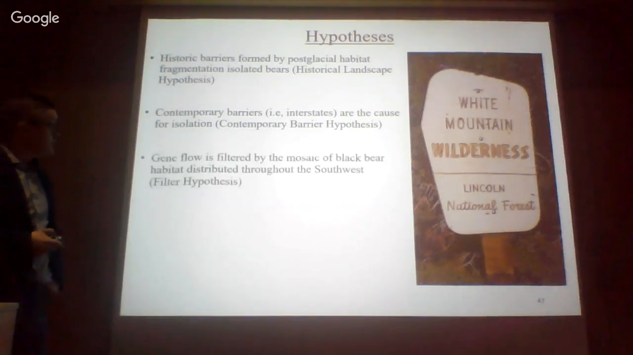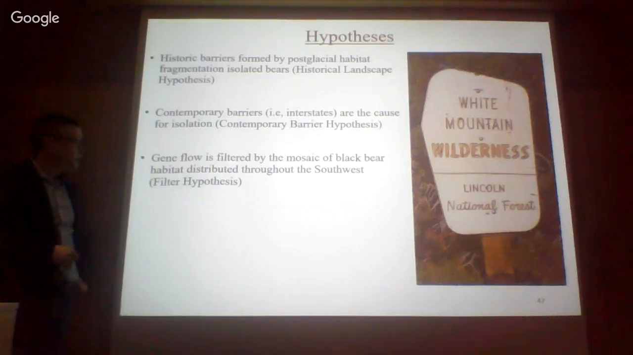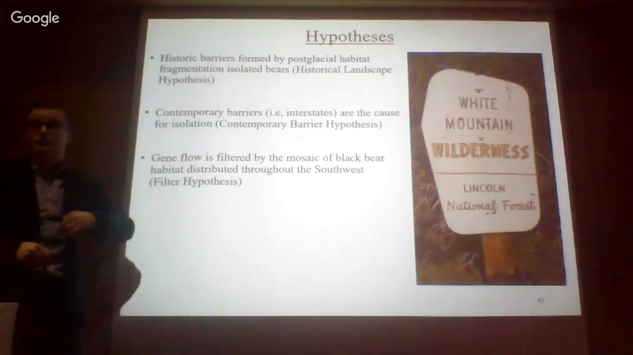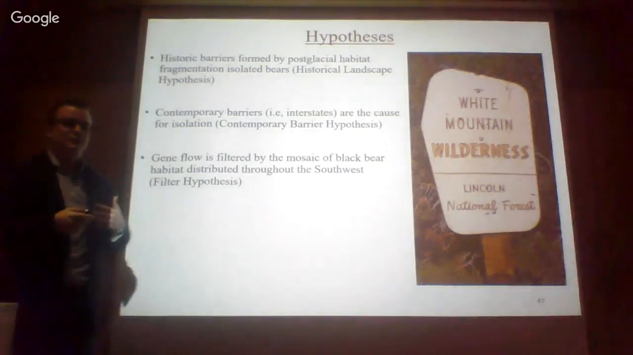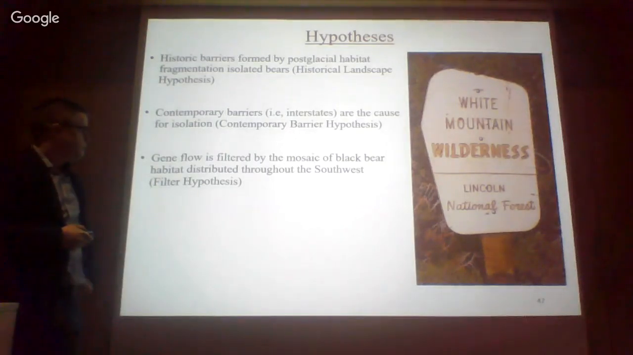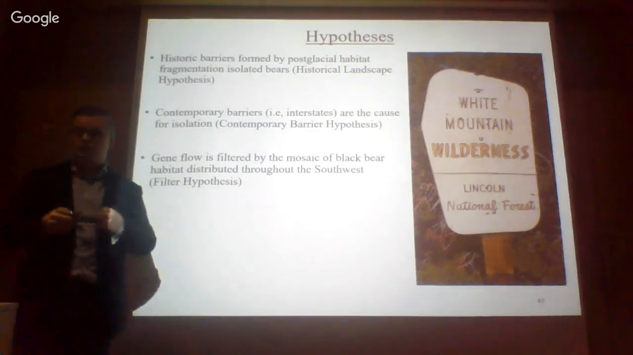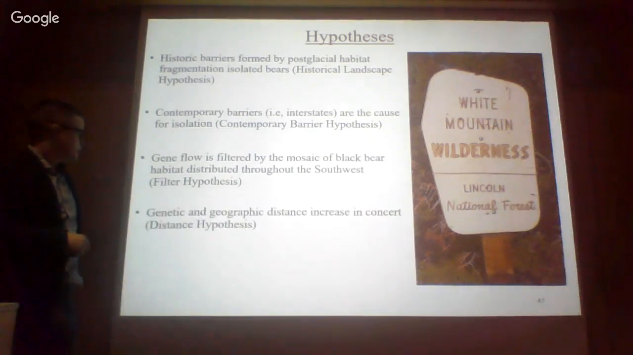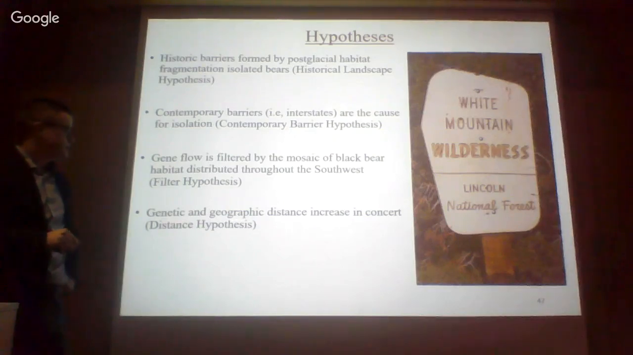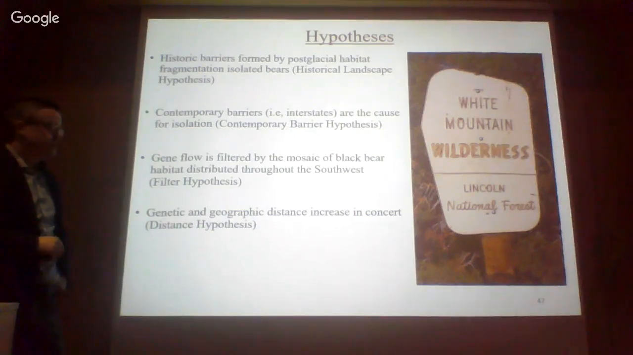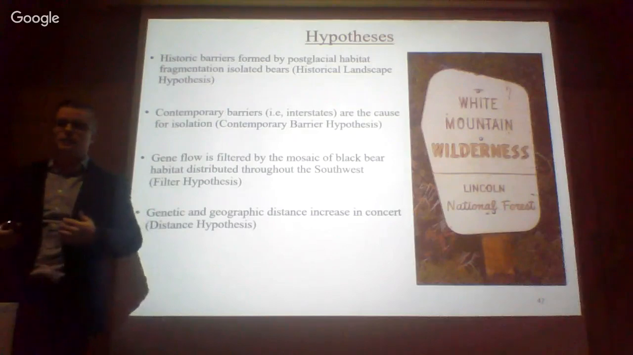Gene flow among subpopulations, I hypothesized, could be filtered by the mosaic of black bear habitat distributed through the Southwest, versus what's kind of a null hypothesis. But given the isolation of bears on different mountain ranges, I also hypothesize that genetic and geographic distance increase in concert. And that's what I term the distance hypothesis.